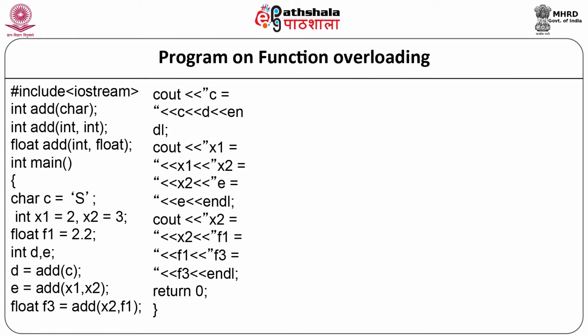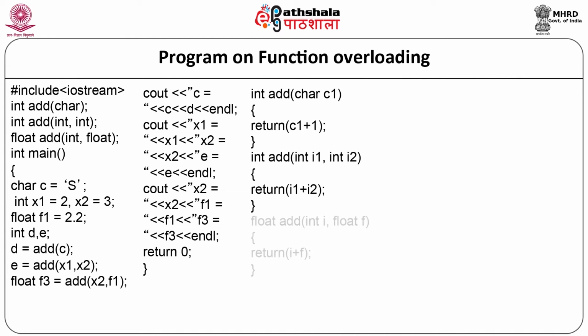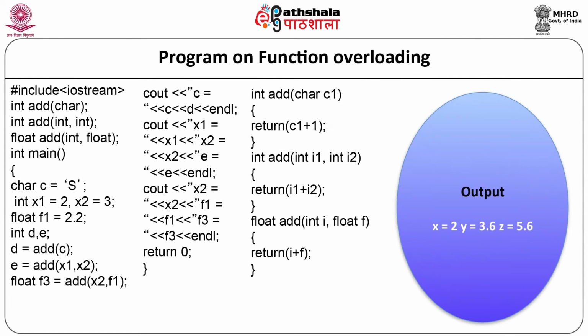Now we will define two functions. Integer add, where two integers are passed as arguments, returns i1 plus i2. Now the second add function is defined where we are returning i plus f. When the above code is compiled and executed, it produces the following result: x is equal to 2, y is equal to 3.6 and z is equal to 5.6.